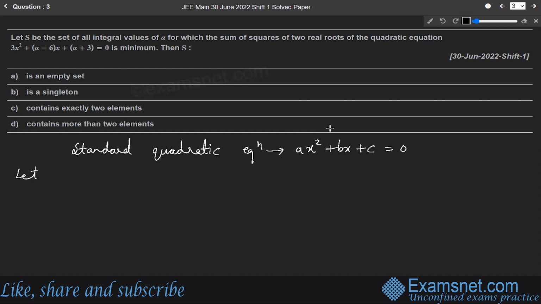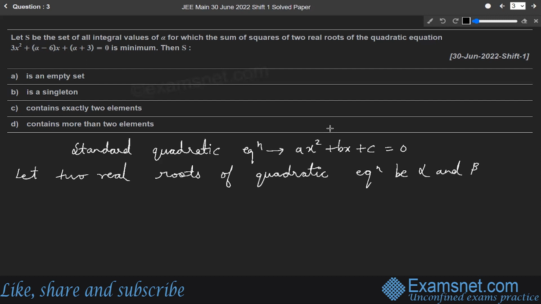So let the two real roots of the quadratic equation be alpha and beta. If alpha and beta are the two real roots of the quadratic equation, then sum of the roots. What is sum of the roots? We have to add both the roots, that is alpha plus beta. It is always given by minus b upon a. And the product of the roots.